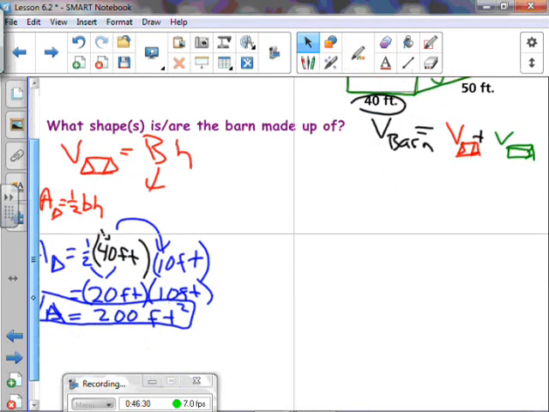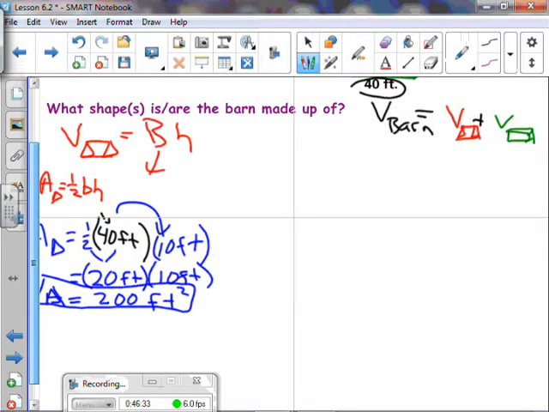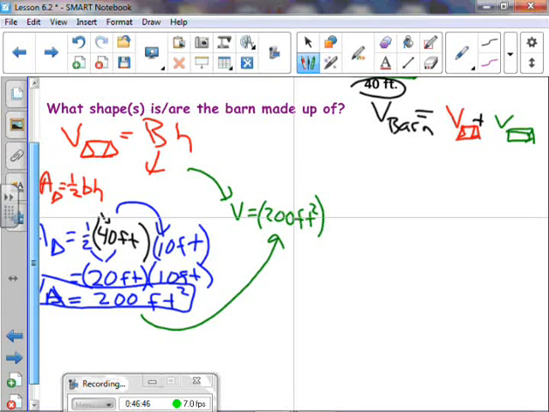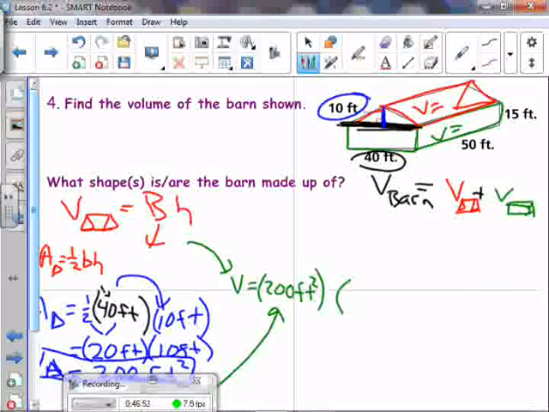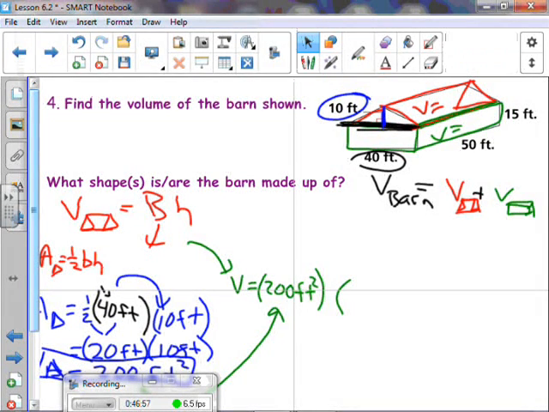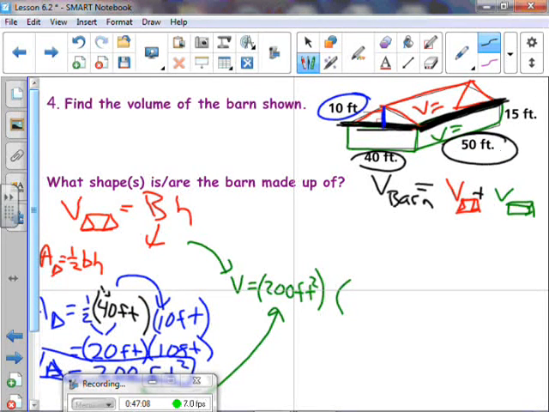And now I will plug back into my formula because I still need to find the volume of this triangular prism. The volume is equal to the area of the base, which is 200 feet squared, which we've already found right over here, times my height, which is the height of my triangular prism. And the height is not the height of the triangle, it is the height of this right here. It's the height of the whole prism, not the height of the triangle. That height is right here, 50 feet.